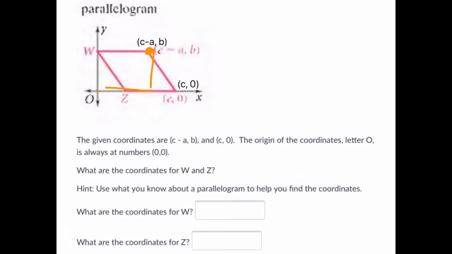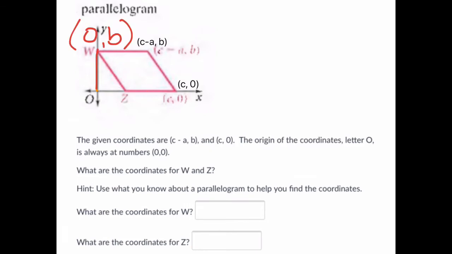and then we would go up to B. So that means that to go up to W would also be the same, and it would be up to B. So W is definitely going to have a second part of B, and since it doesn't move any to the left or the right, it's going to start with a 0. So the coordinates for point W are definitely 0, B.